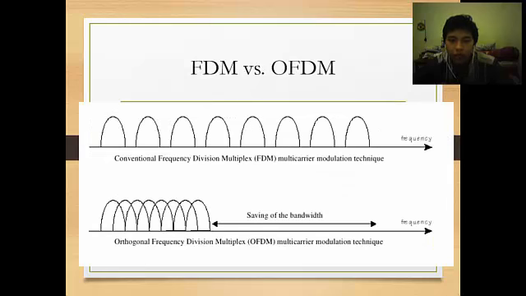FDM versus OFDM. In FDM, the conventional frequency division multiplex multi-carrier modulation technique is like this, and for OFDM, or orthogonal frequency division multiplex, the multi-carrier modulation technique is like this. So OFDM saves more bandwidth than FDM.